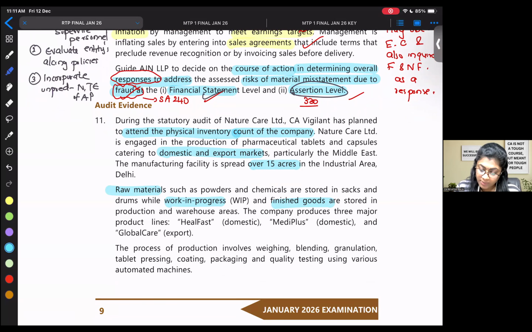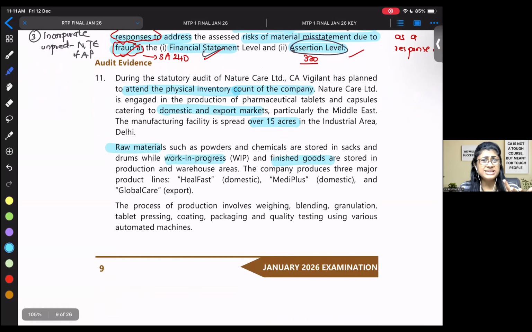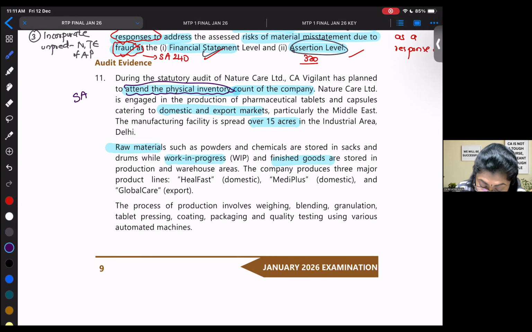The company has three major products: Heal Fast, MediPlus, and Global. The process of production involved weighing, blending, granulation, quality testing, etc. But when you read this much itself, attending the physical count, very good. As you are rightly saying, it is SA 501. Good.